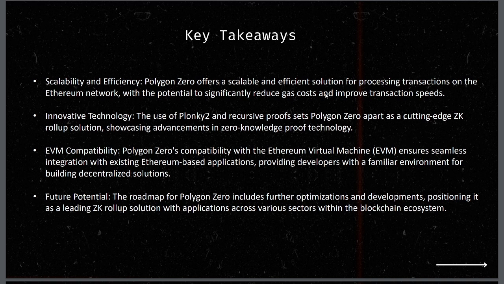improve the transaction speeds. The recursive proof, the Plonky tool that produces a recursive proof, sets Polygon Zero apart as a cutting-edge ZK rollup solution. Because we also looked into the time required to produce a ZK proof. It was less than a fraction of a second. If you recall, it was 0.17 seconds. Such innovative technology shows advancement in zero knowledge proof. And Polygon Zero is continuously iterating upon groundbreaking research.